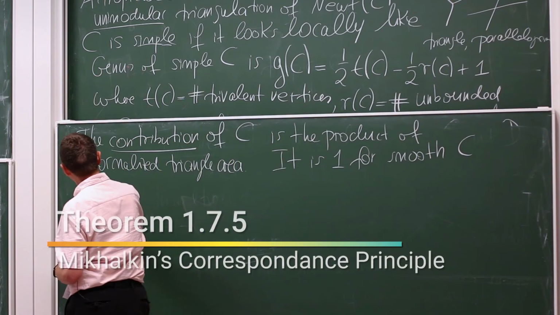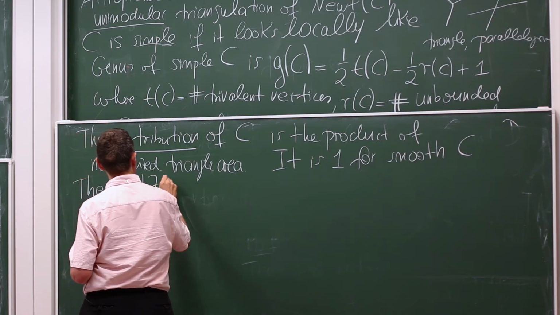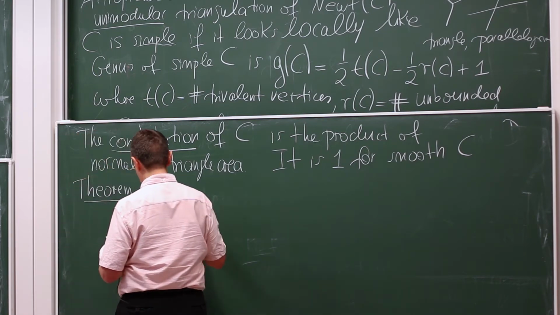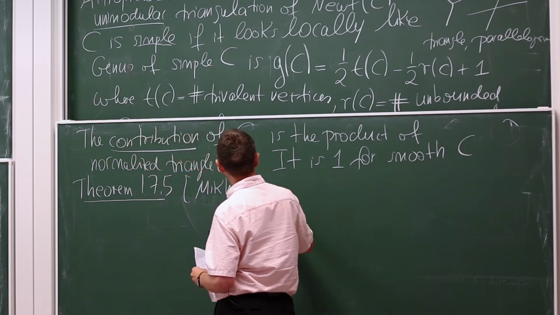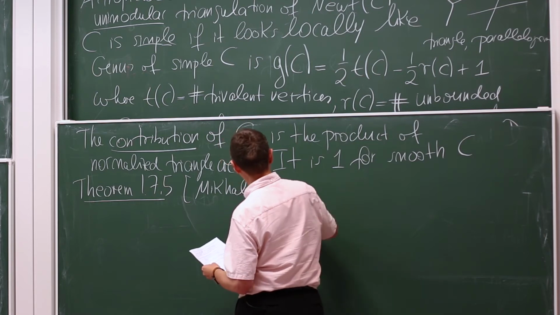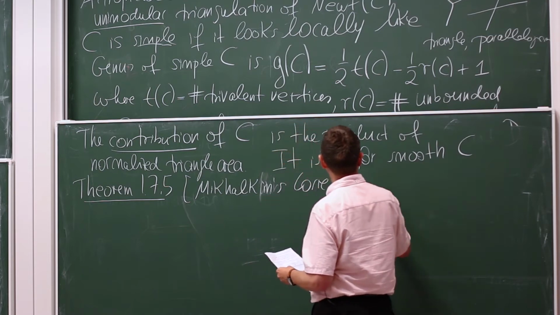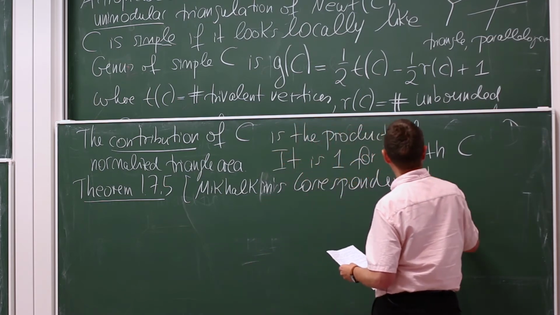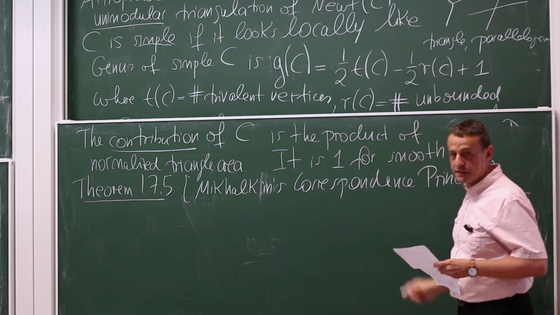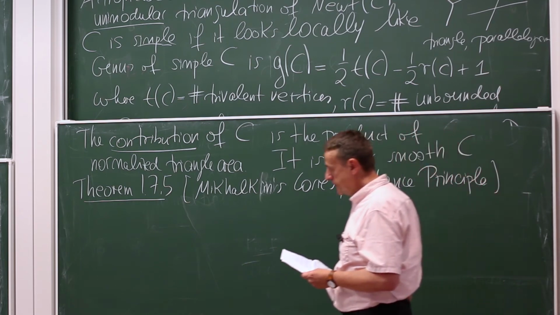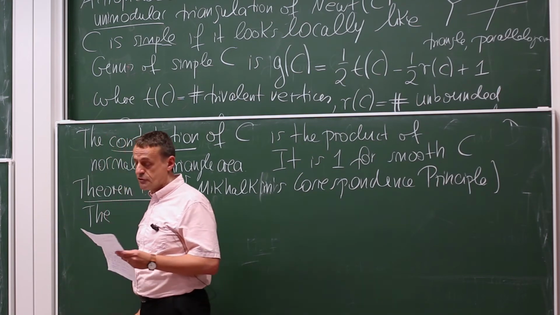So now let me state the theorem again in a more precise form. So this is theorem 175 in the book, and this is known as Mikhalkin's correspondence theorem, or correspondence principle, here in its most basic version for plane curves. And it says the following: the combinatorial number agrees with the geometric number.